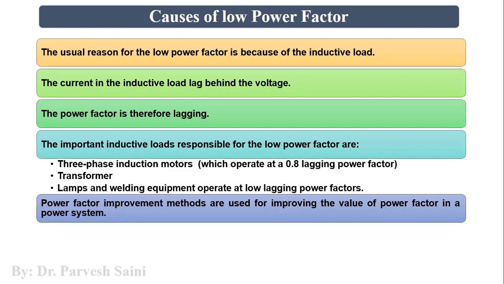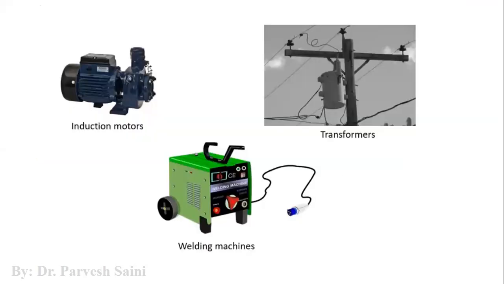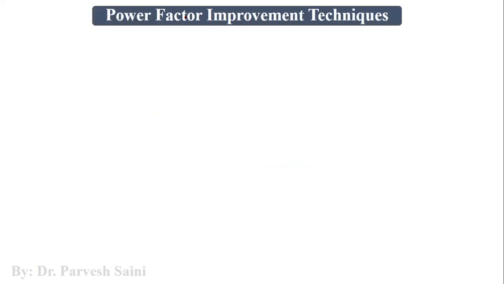Now, improving the power factor does not mean to make the power factor unity or more than one. Power factor cannot be more than one. Improving the power factor means to enhance the value of power factor from the current value due to the inductiveness to some new value, okay, and bring it near to one. The purpose is to bring the value near to one. So these all are responsible for low power factor: the induction motors, the transformers, the welding machines, right?